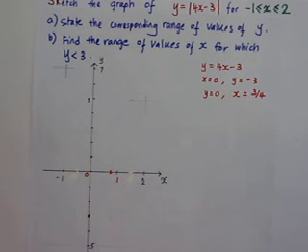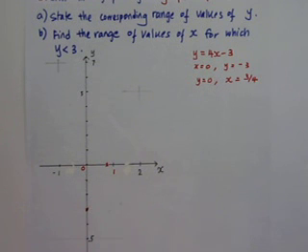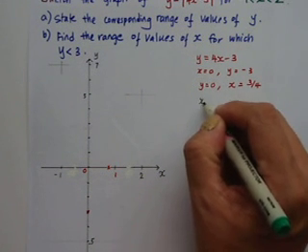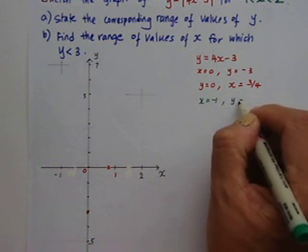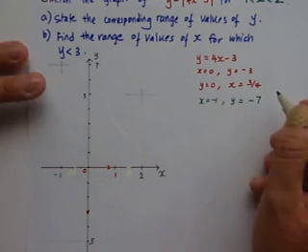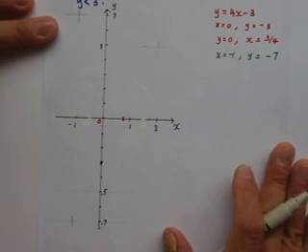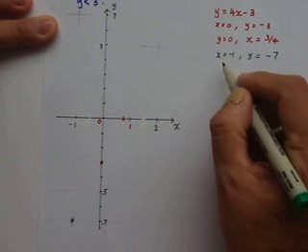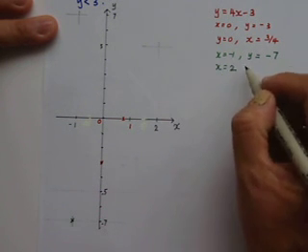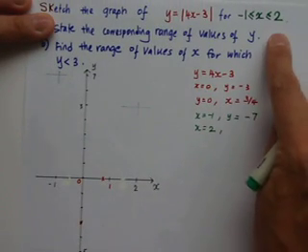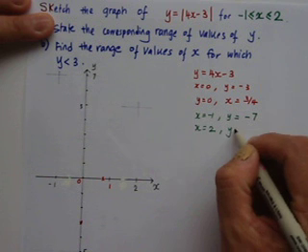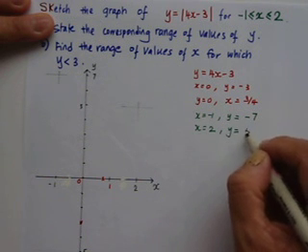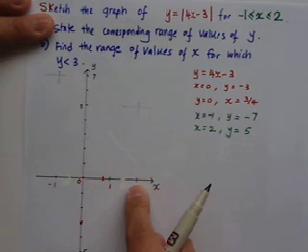Okay. Then because there are two endpoints, we have to consider the two endpoints. That means when x is -1, y is -7. So when x is -1, y is -7. And when x is equal to 2, okay, the other boundary, when x equals 2, y equals 5. When x is 2, y is 5.